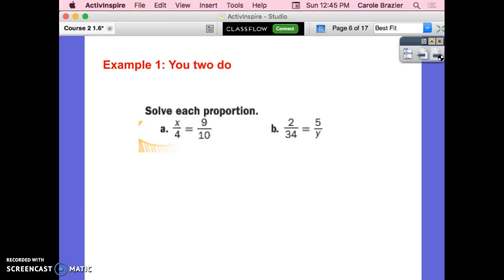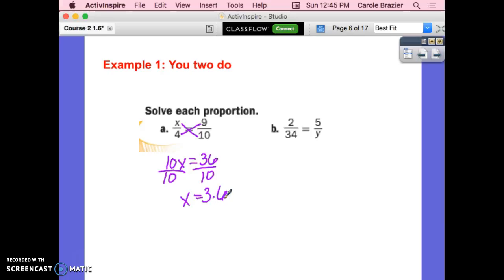Okay, welcome back. You should have taken your x times your 10 and gotten 10x, and then 9 times 4 and gotten 36. And then in order to solve this, I have to divide by 10. So x should have been 3.6.